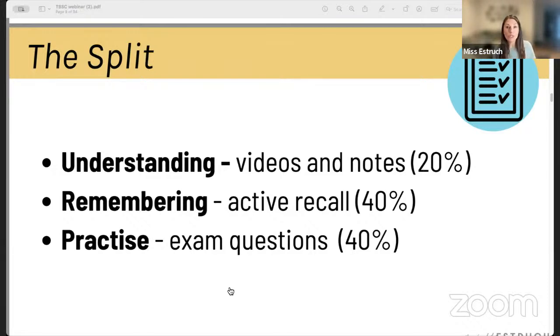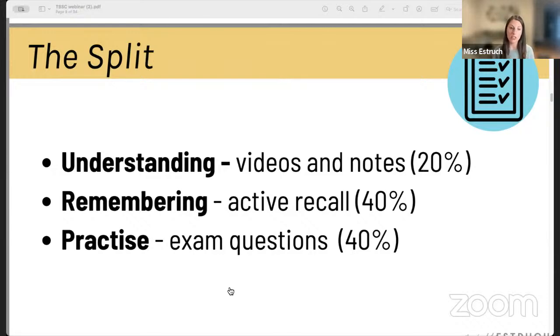again. Or if it's a really hard topic for you, you might need to spend a bit more time understanding it. But in general, not as much time is spent on the understanding. So once you have understood the information, step 2 is spending about 40% of your time actively recalling those facts, because that is how you improve your memory of it.